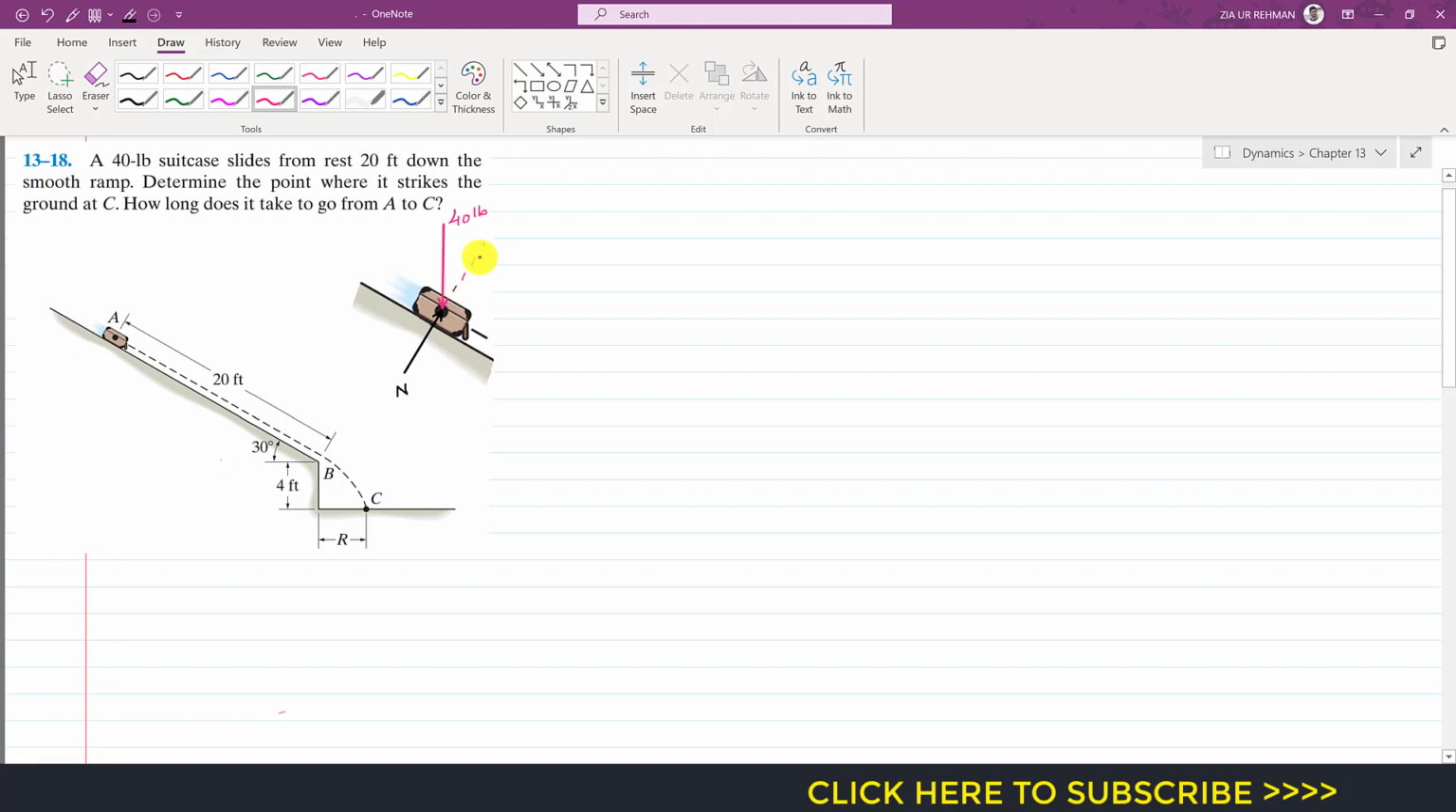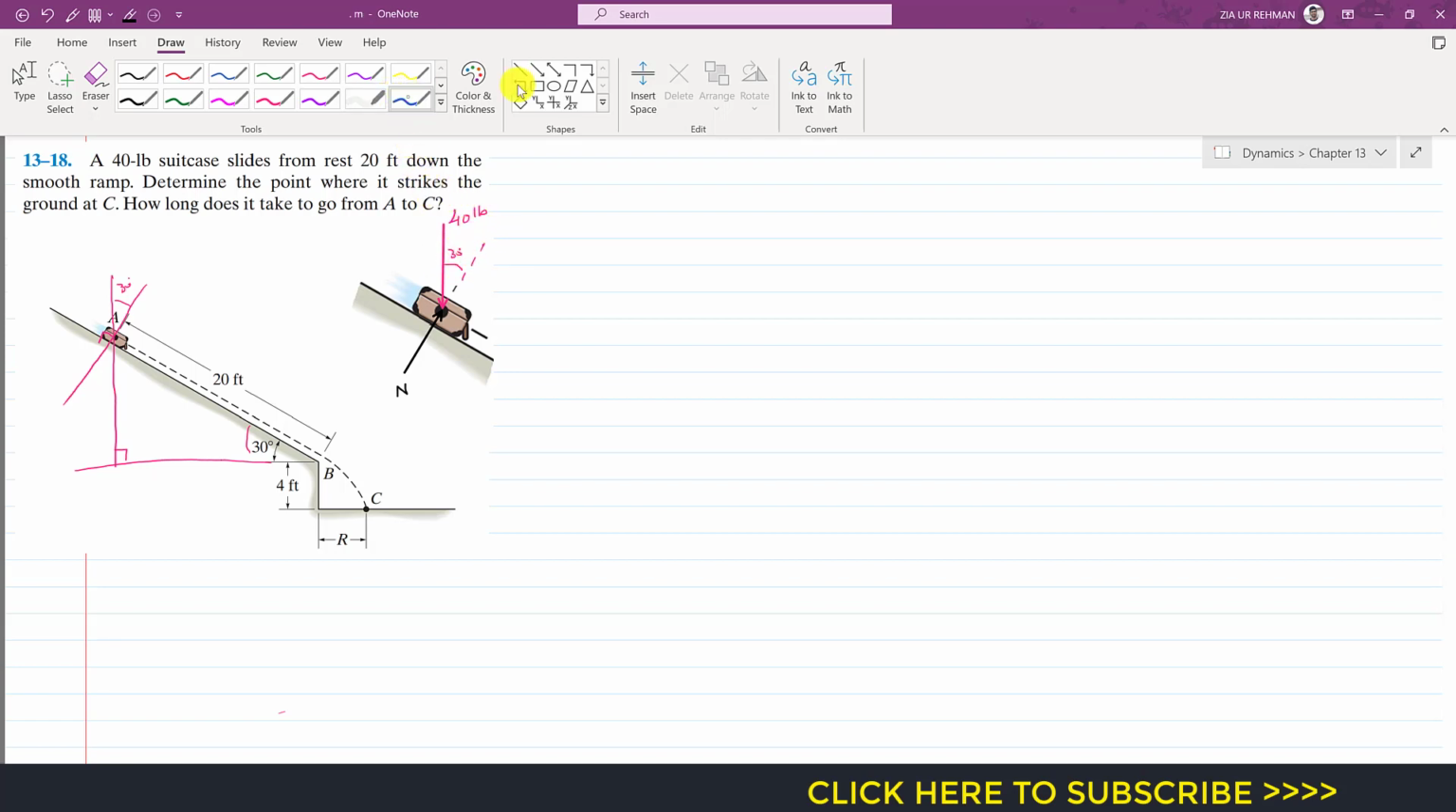If I extend the line of action of weight, it is making 90 degrees with the horizontal, and this normal line is making 90 degrees with the inclined plane or with the ramp, right? This ramp is making 30 degrees with the horizontal. So from this we can say that the weight will be making 30 degrees with the normal force, right? So now we can say that this weight is making 30 degrees here.